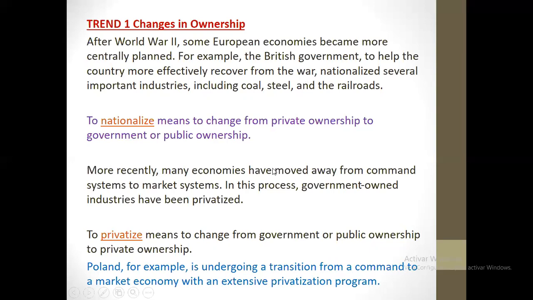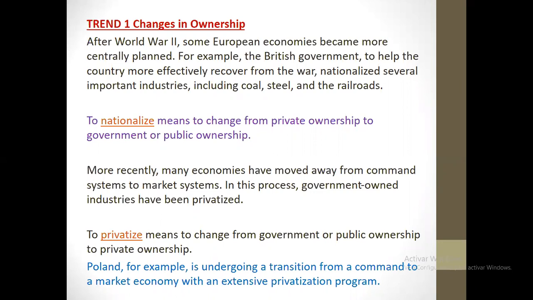More recently, many economies have moved away from command systems. Ahora en la actualidad esto no se practica, es lo opuesto, privatizar. ¿Ok? ¿Y qué es privatizar? To privatize means to change from government, que es lo opuesto de nationalize, from government public ownership to private ownership. O sea, se lo ceden a alguien para que lo maneje, una entidad privada. ¿Qué es lo que sucedió aquí en Panamá? Panamá, antes de los 90, se encargaba de distribuir la electricidad, se encargaba también de las telecomunicaciones, se encargaba también del aeropuerto. El aeropuerto le pertenecía al gobierno y lo manejaba el gobierno.